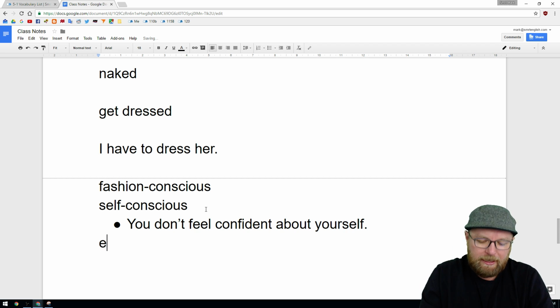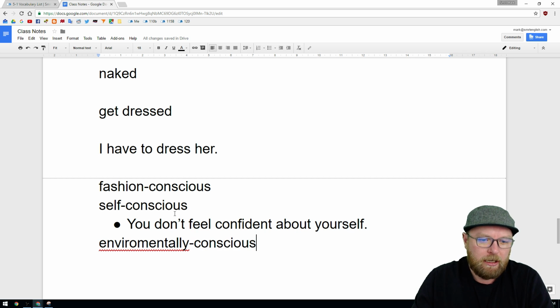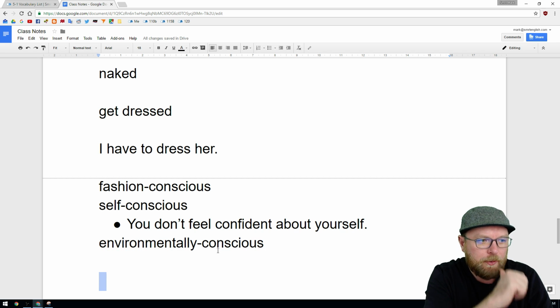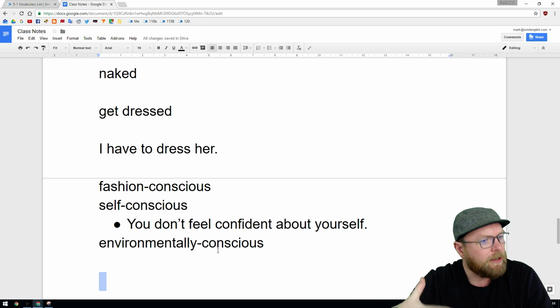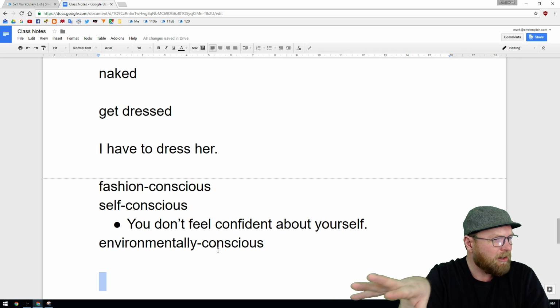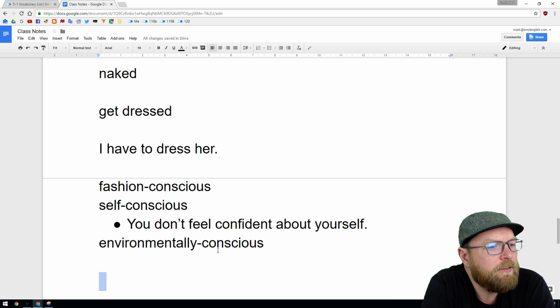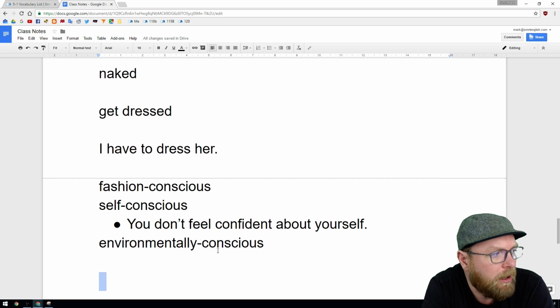We also say this, environmentally conscious. Very popular English. Environmentally, oops, I forgot the N. Environmentally conscious. That means if someone is environmentally conscious, they care about the environment. When they put something in the garbage, they think, is this garbage or is this recycling? Okay, environmentally conscious. So those are three ways to use conscious.